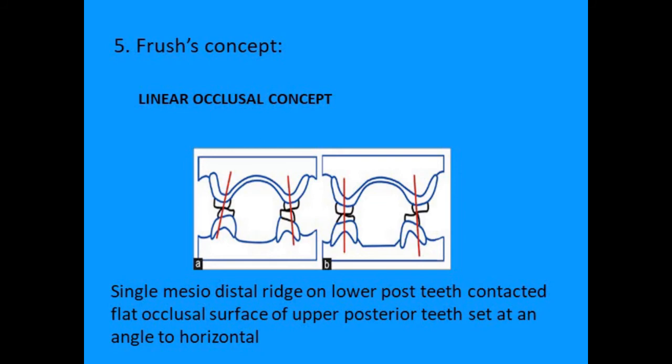So in centric occlusion, the contact forces were directed towards the ridge as per this linear occlusal concept, and in right lateral position, the contact on the working side is towards the ridge, whereas on the non-working side it is slightly towards the buccal side of the lower ridge. So this is about the Frush concept, also called the linear occlusal concept.